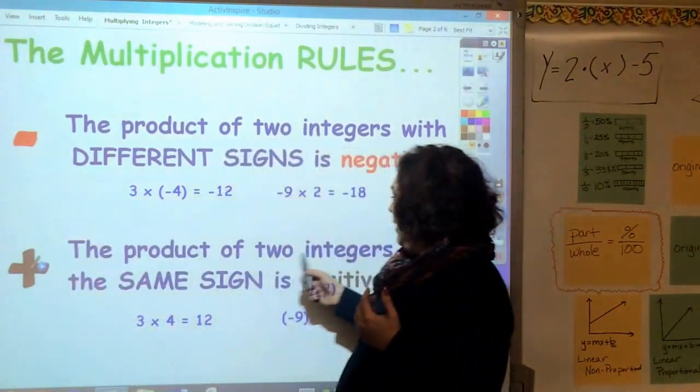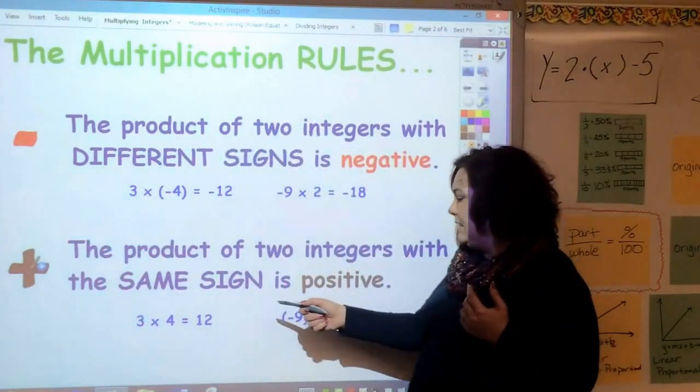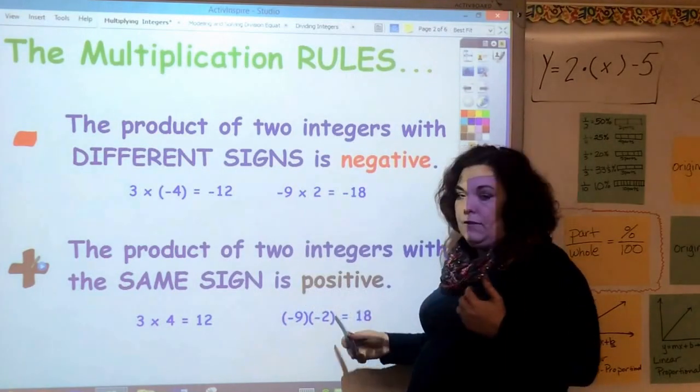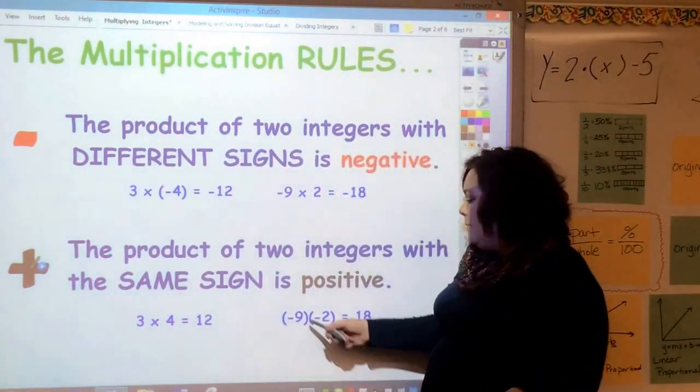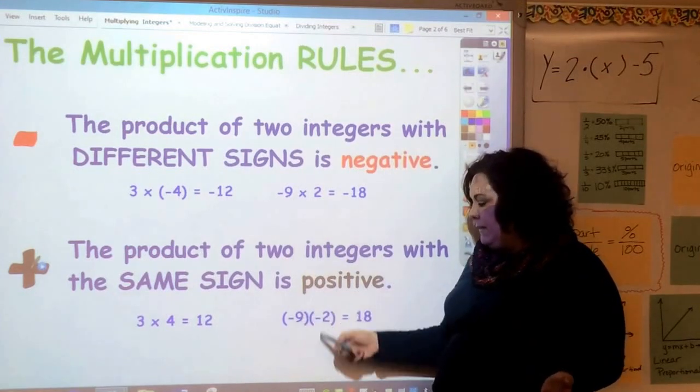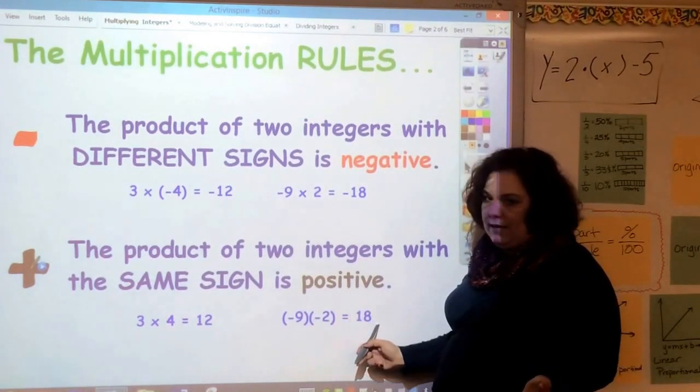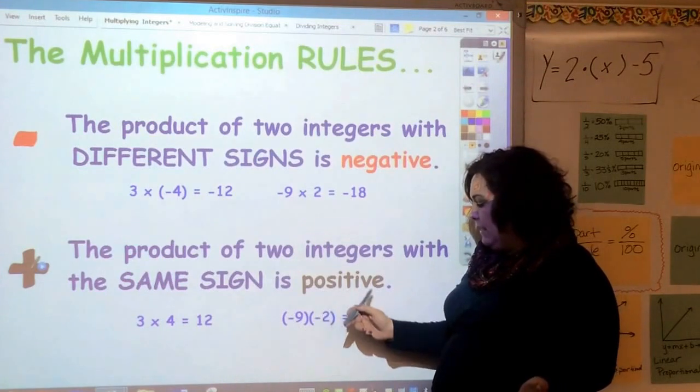Then the product of two integers with the same sign is positive, just like you've always known. A positive times a positive is a positive, but a negative times a negative, the opposite of the opposite, is positive. Negative times negative is positive.